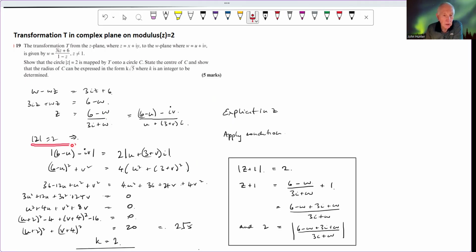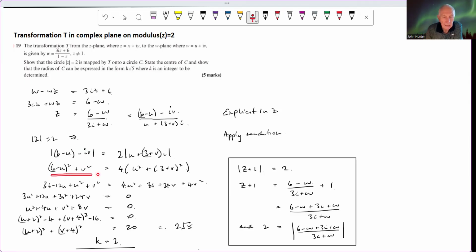So that's the standard approach that we're going to take with these things. Now, if we apply the condition that mod z is equal to 2, then what we're saying is the modulus of this is equal to 2, and that's equivalent to saying this. If we just cross multiply this and the 2, we're going to get that. The modulus of a complex number basically is going to be this squared. This left-hand side is going to be 6 minus u squared, and then minus v squared is going to be that.